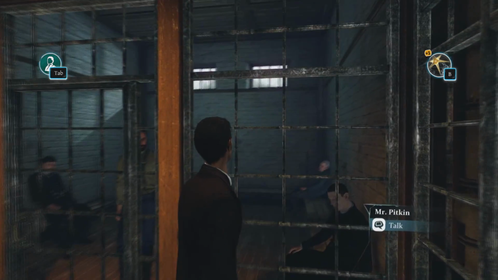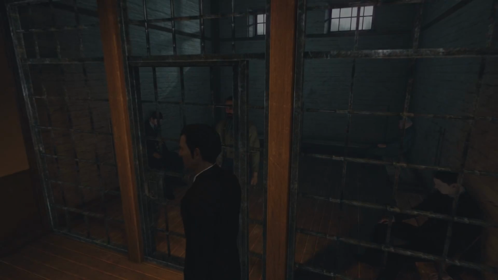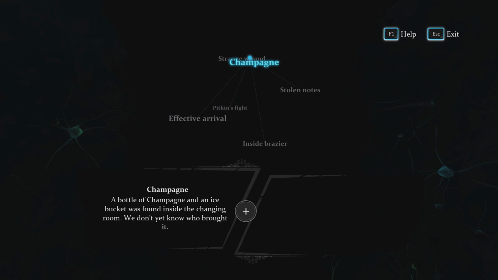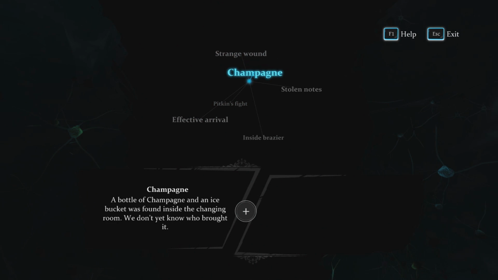Looks like I can make a deduction based on what I just learned. Champagne. A bottle of champagne and an ice bucket was found inside the changing room. We don't know who brought it.